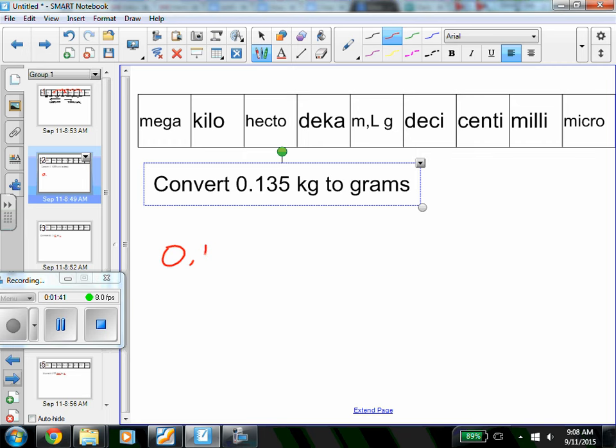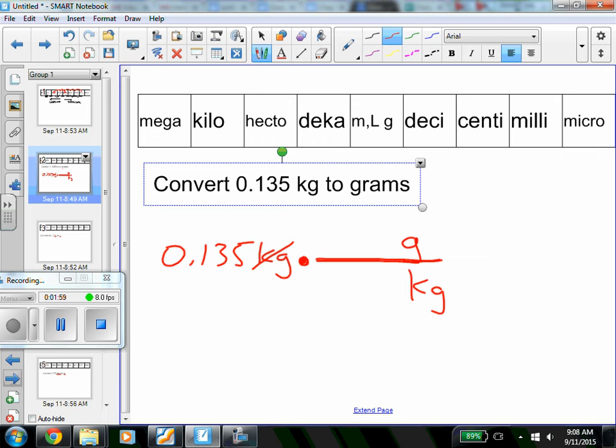So if I have 0.135 kilograms, dot, line. Of course, that dot means we're going to multiply, and the line means we're going to set up a ratio. If you have kilograms here, kilograms go on the bottom. Mathematically, they need to cancel out. And I'm converting to grams, so grams will go on top because that's what I'm ending up with.